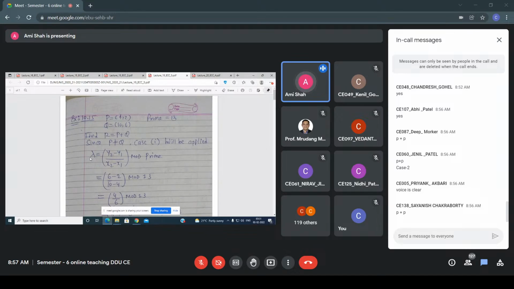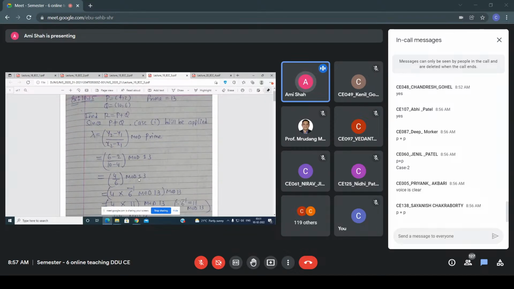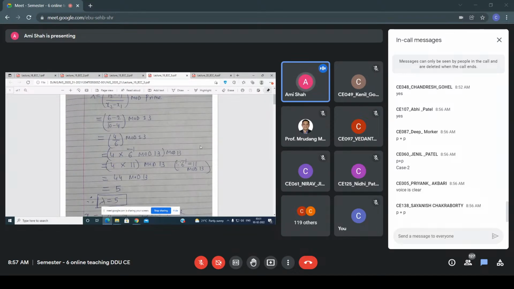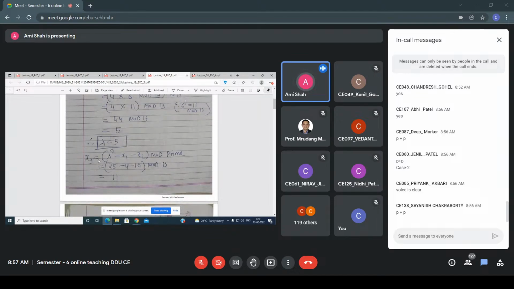So how to calculate the lambda? Lambda equals (y2 minus y1) divided by (x2 minus x1). By using this equation, you have to calculate. I will not show you each and every operation. So finally, when I use this formula, I am getting 5. Now how to calculate x3? x3 equals lambda square minus x1 minus x2, mod prime. By using this formula, I am getting 11.